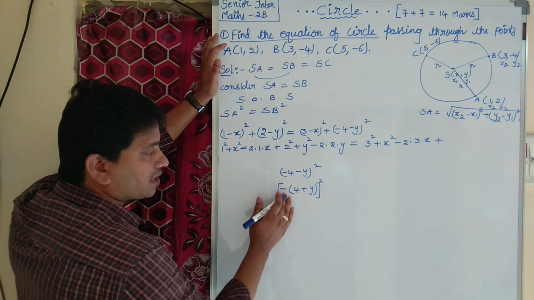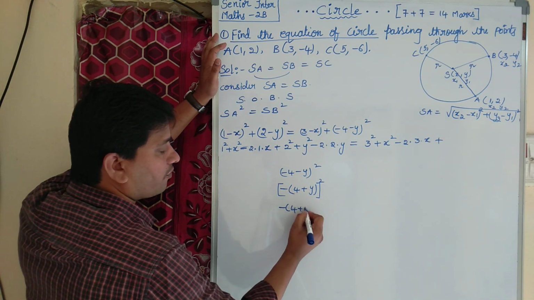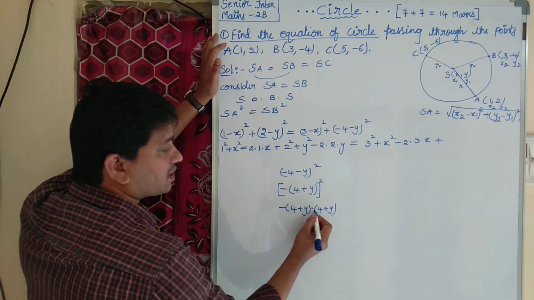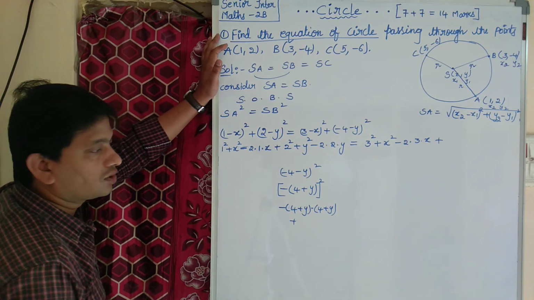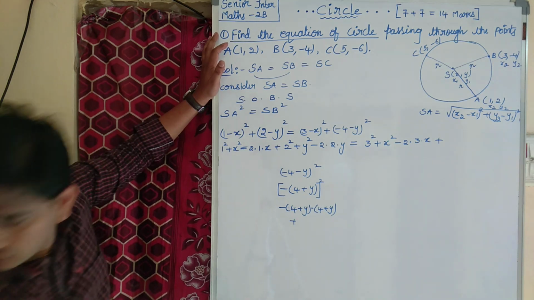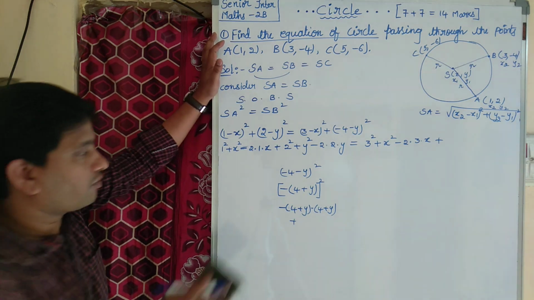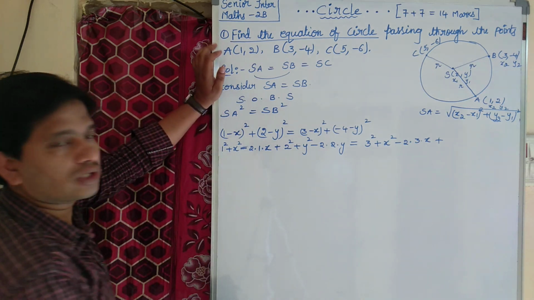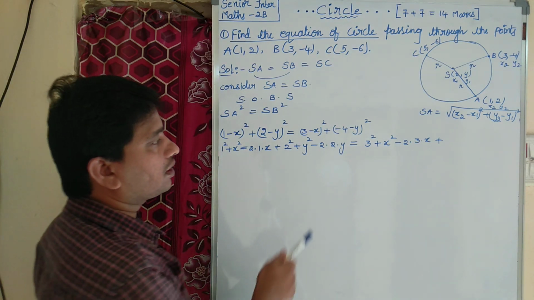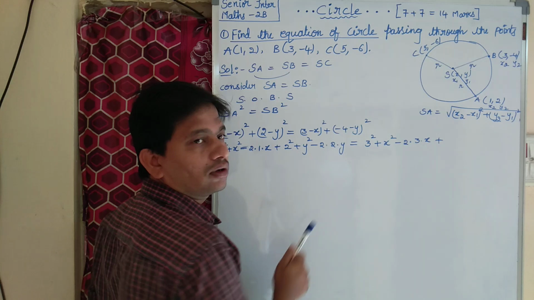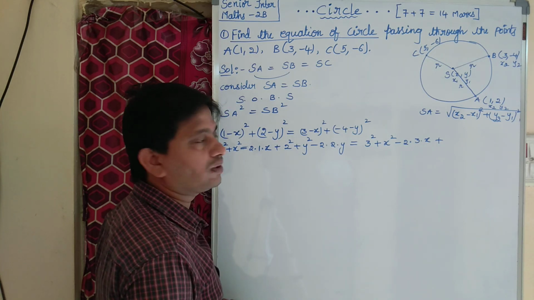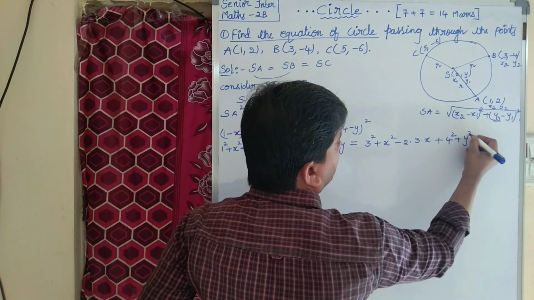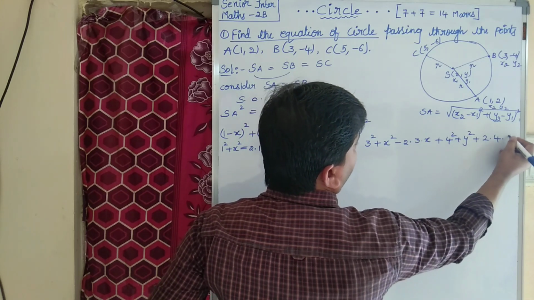Actually the meaning of minus of (4 plus y) is minus of (4 plus y) into minus of (4 plus y). As minus into minus becomes plus, minus 4 minus y whole square is nothing but which formula do we have to use? We need to use the (a plus b) whole square formula. So children, if both terms are negative, we have to use the (a plus b) whole square formula. I mean 4 square plus y square plus 2 into 4 into y.